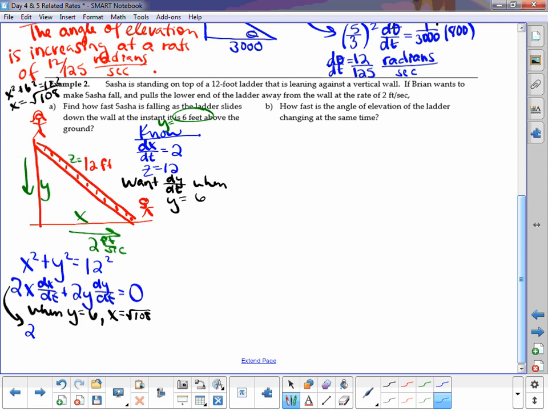Okay, so we have 2 times root 108. What's my dx/dt? 2. Plus 2 times y, so 6, and dy/dt is what we're looking for. Equals 0. Okay, go ahead and solve for dy/dt, and let's leave it in that radical, just in case it was a non-calculator one.